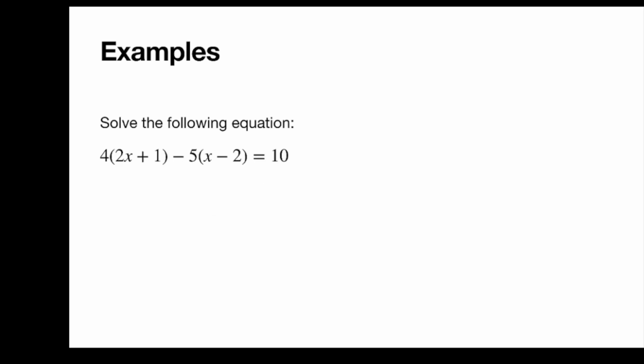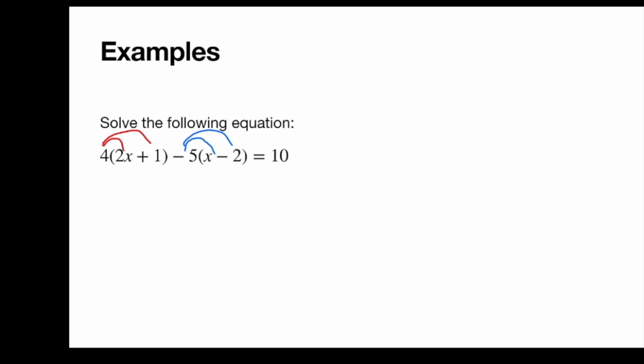Here's another example. This example requires you to distribute and remove the brackets. So if there are brackets, remove the brackets first. In this particular case, we are removing the brackets using distribution. So we are distributing the 4 into the bracket, and later on we will distribute the minus 5 into the other bracket, and then we will remove brackets that way.